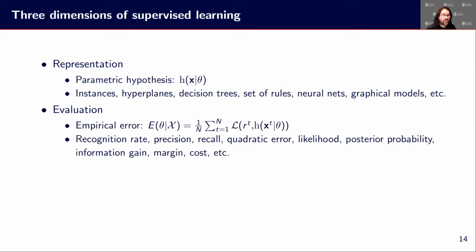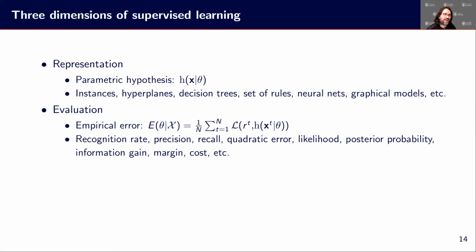We also have the evaluation, so the criterion we are using to optimize the model. This can be the empirical error, but there are many other measurements we can use to guide the learning: the recognition rate, the precision, which is basically the opposite of the error, 1 minus the error. Precision and recall in terms of detection, quadratic error in terms of regression, likelihood with probabilistic models, posterior probability, information gain, margin, cost, whatever. These are different criteria that will optimize slightly differently.